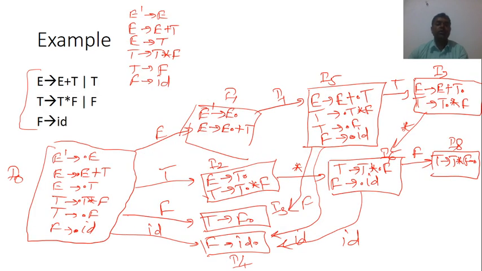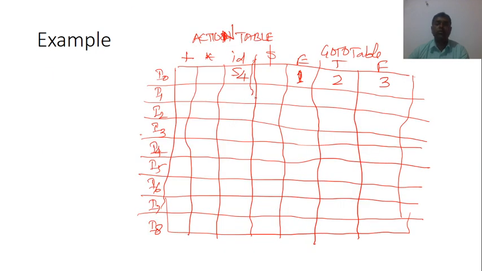Go to I1. This production shows the accept condition: E' → E dot. So what I have to enter? I1 row, dollar column, just enter accept. This is the accept condition.